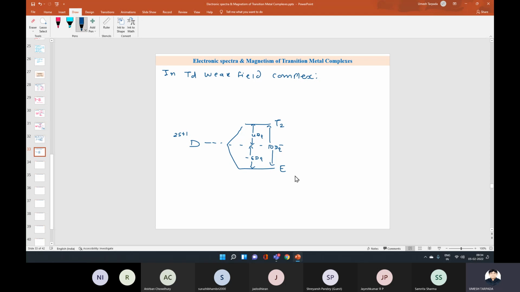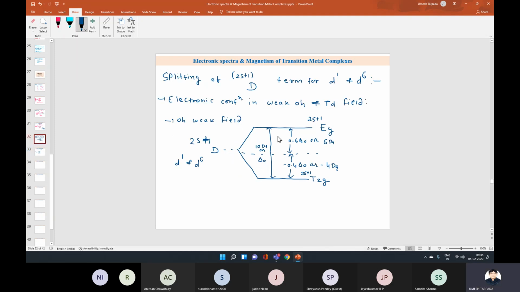So this is the case of splitting of d orbital. Now in the case of different configurations, what happens? In the case of D1 and D6 configurations, how is the electronic configuration written? In the case of D1 and D6 it will be the same. See, this is a weak field complex. So this is D1, you can say, and this is D6. What is the L value and S value?